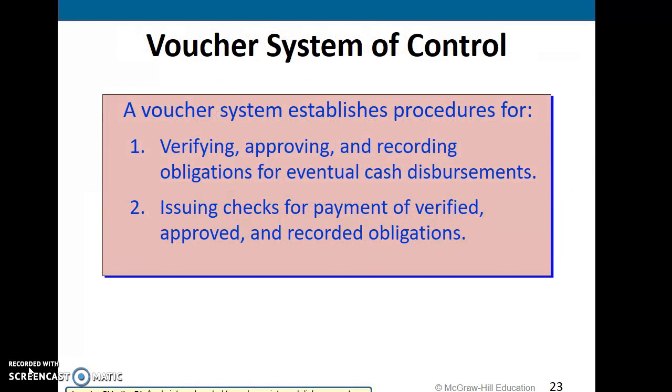Voucher system of control basically establishes procedures for verifying, approving, and recording obligations for eventual cash disbursements. So we have a voucher, then we know we can go to that voucher, which should match up with those disbursements. Issuing checks for payments of verified, approved, and recorded obligations. So the voucher system allows us to keep track of those checks that have been issued, and the proof that the money went to the proper individual is going to be the use of the voucher system.